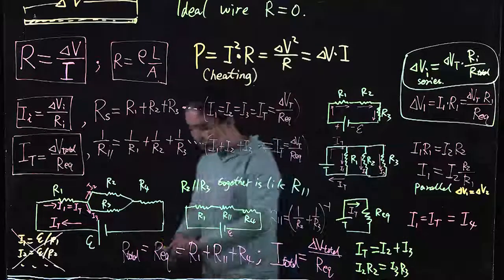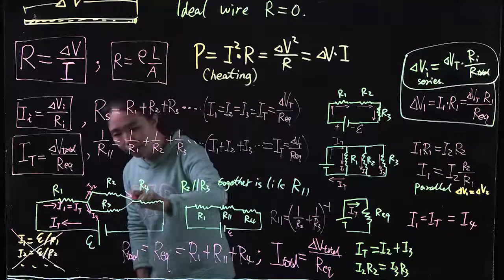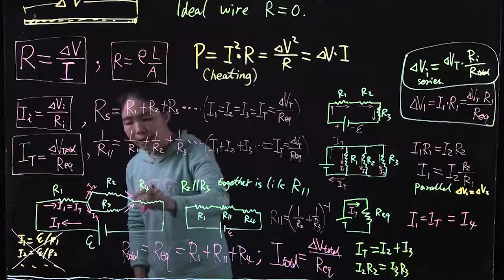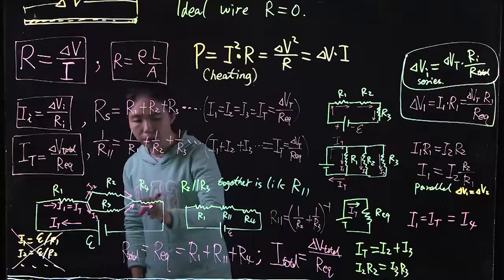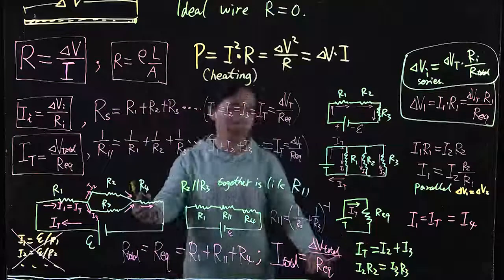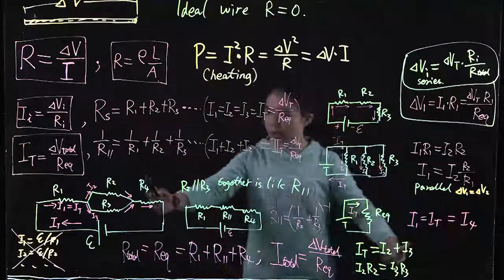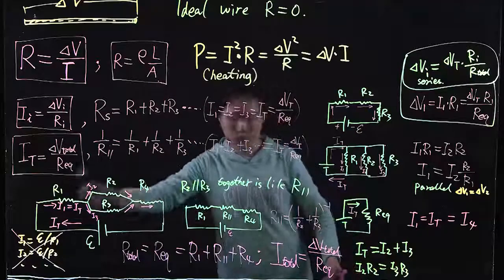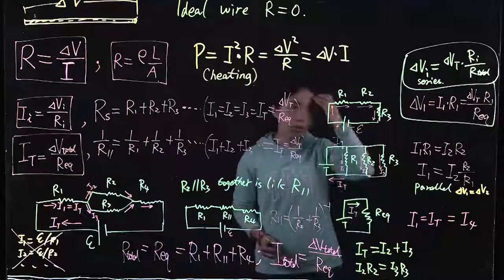What happens later is that I2 and I3 add together and give you back the total current going through R4. That's why the current going through R4 is equal to the total current. This is how to solve this problem.